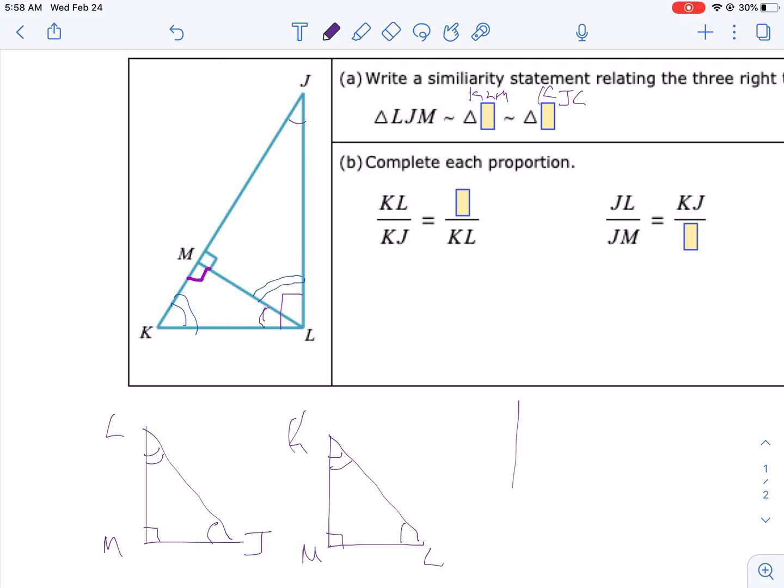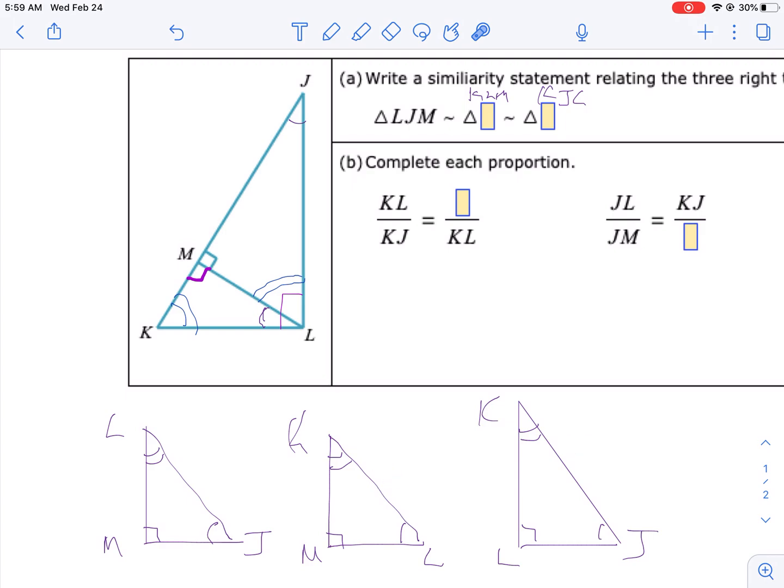Now look at the big triangle. In my big triangle, angle L is my right angle. Angle K has the angle with 2 arcs, and angle J is the angle with 1 arc. Now, let's look at the ratios for part B. We've got KL is to KJ. So I'm comparing my second and my third triangles.